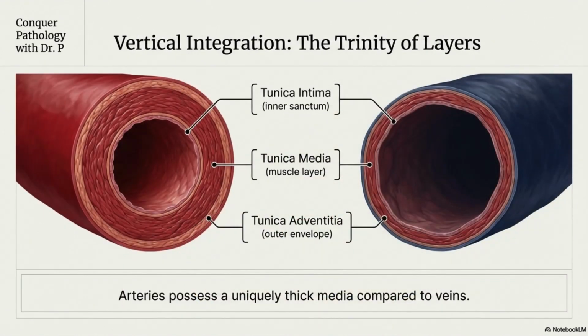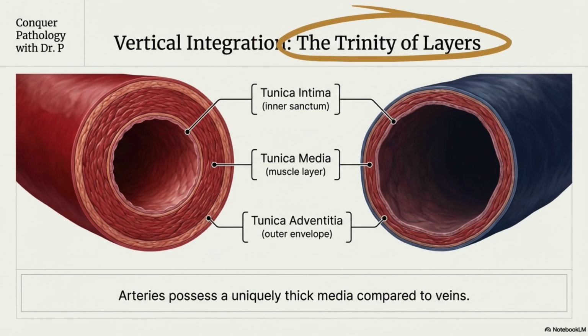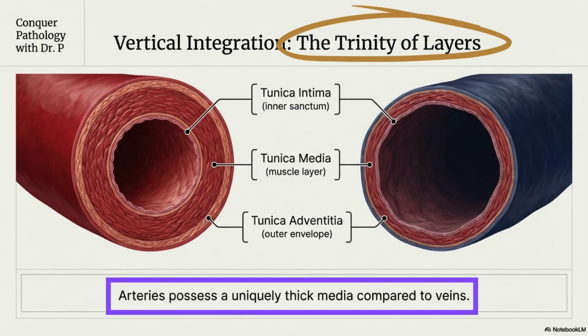Let's move to the next slide and start with some vertical integration with your anatomy and histology. Every major blood vessel is built on what I call the trinity of layers. As you can see on the screen, working from the inside out, we have the tunica intima, which is the inner sanctum. Next is the tunica media, serving as the muscle layer. And finally, the tunica adventitia, which is the outer envelope. And make sure you note this point right at the bottom. Arteries possess a uniquely thick media compared to veins.